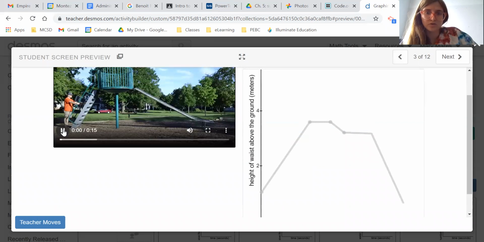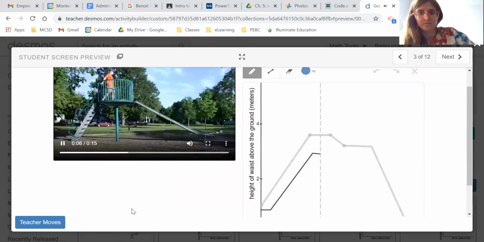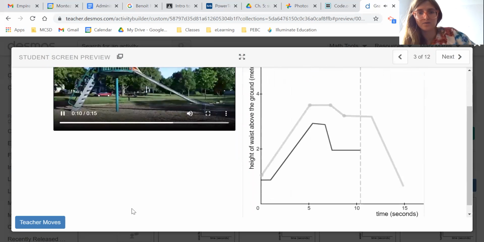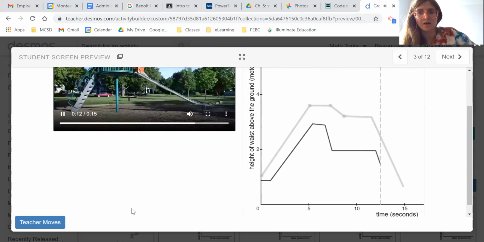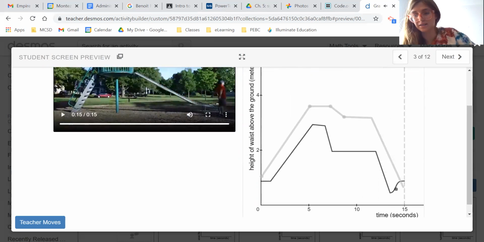Watch and answer. So he goes up, up, up, up, up, and then drops down, and then goes over. And then, aha, he stands back up at the end. I missed that part.